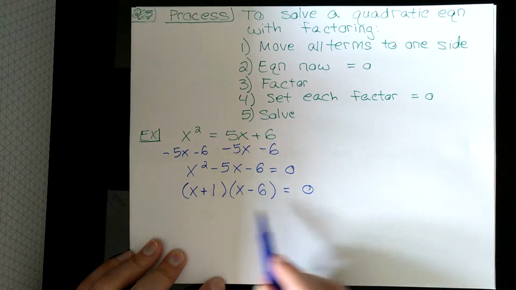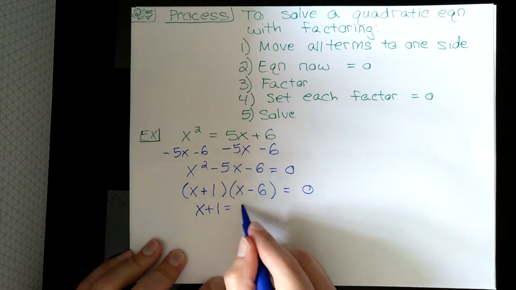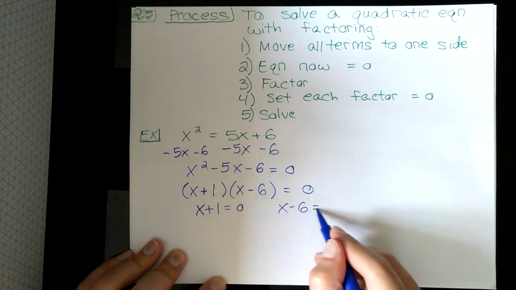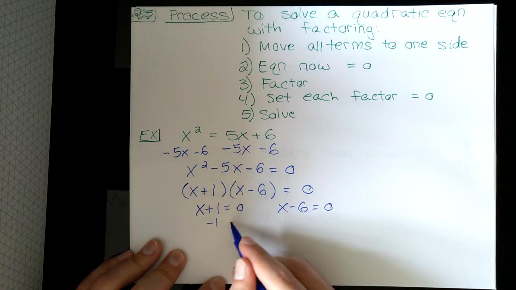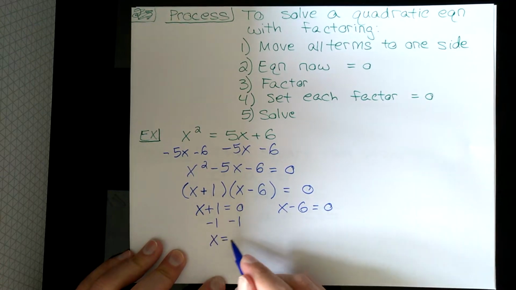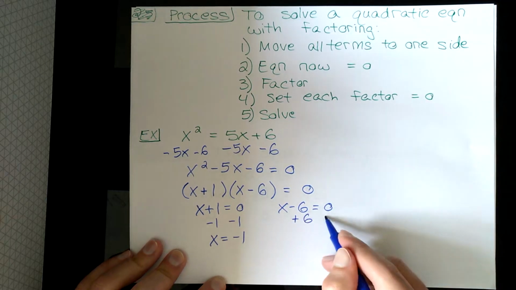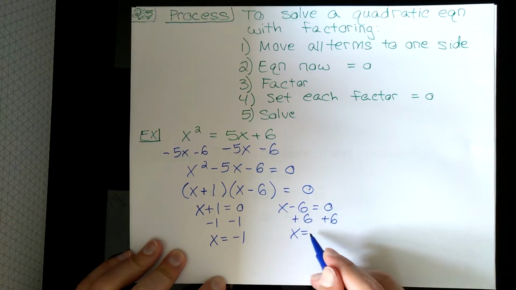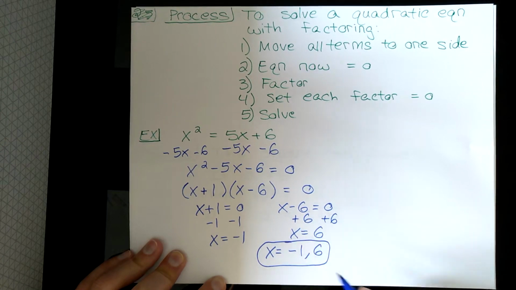So now that it's factored and the result is equal to 0, that means each factor can be set equal to 0 and solved for. Solving x plus 1 equals 0, we'll subtract 1 from each side to get x equals negative 1. And then we'll add 6 to each side over here to get x equals positive 6. So the two answers that solve this original problem are x equals negative 1 and x equals positive 6.